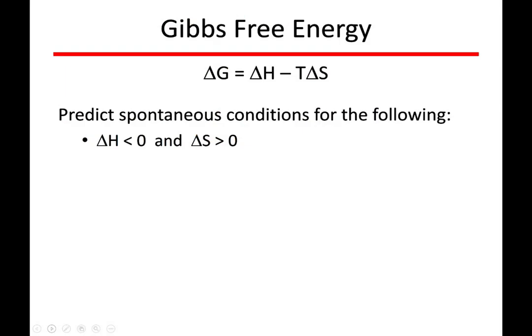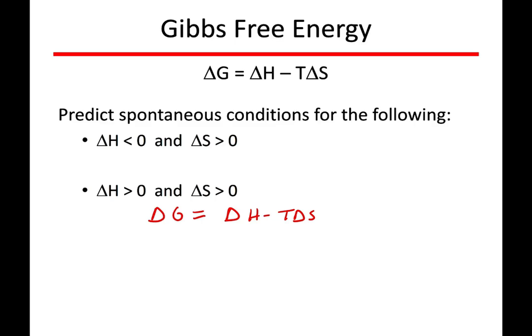Let's take a look at some other combinations of signs for delta H and delta S and what that means for spontaneity. Now, what about a situation where delta H is positive and delta S is positive? So for that, we can again look at our delta G equals delta H minus T delta S equation and break it down into the two terms that we have here, right? A delta H term and the negative T delta S term.